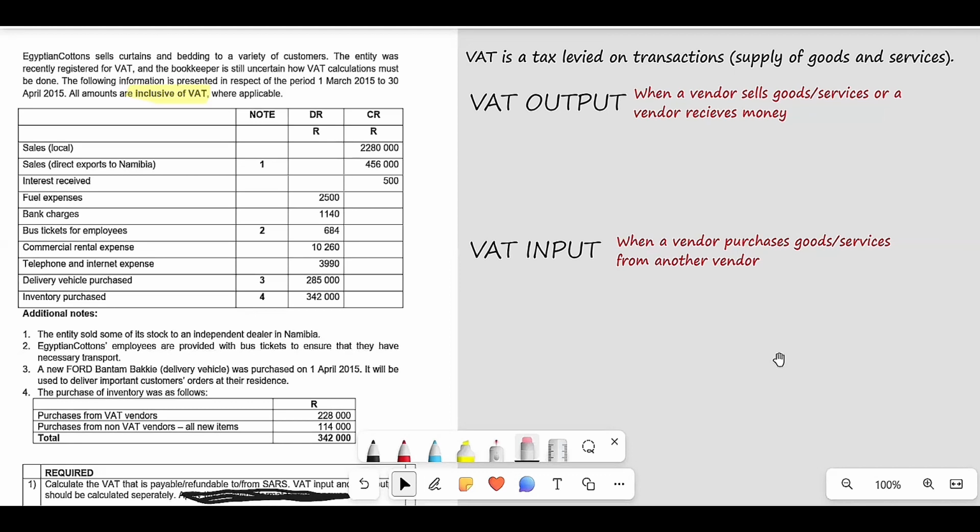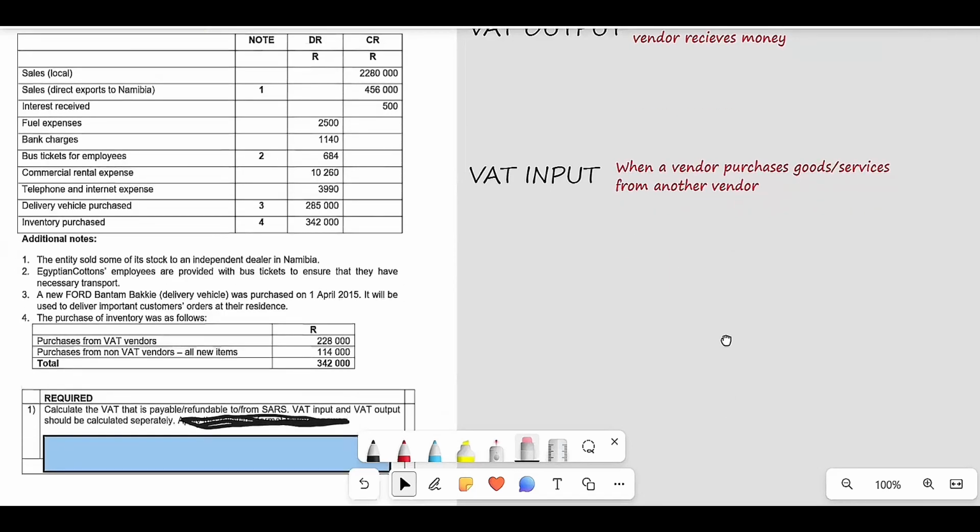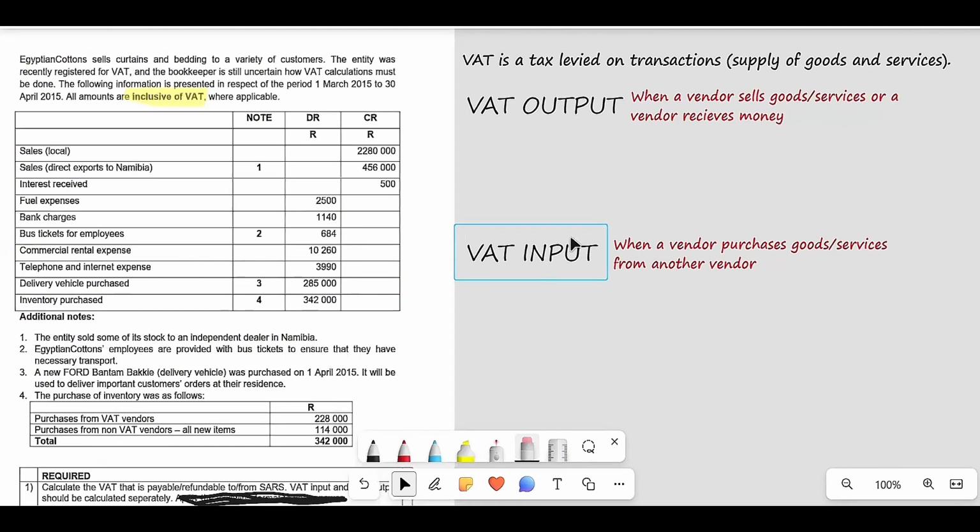Okay, now let's read the question. Egyptian Cotton sells curtains and bedding to a variety of customers. The entity was registered for VAT and the bookkeeper is still uncertain on how to account for calculations. The following must be presented for the period 1 March 2015 to 30 April 2015. So basically all amounts are inclusive of VAT. Now the required says calculate VAT payable or refundable to SARS. So VAT input and output must be presented separately. As you can see, I've presented them separately.